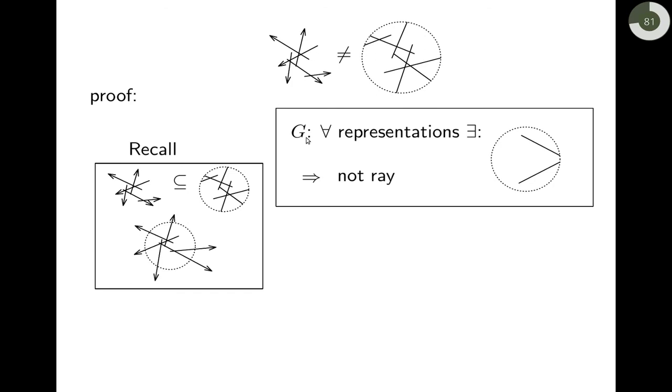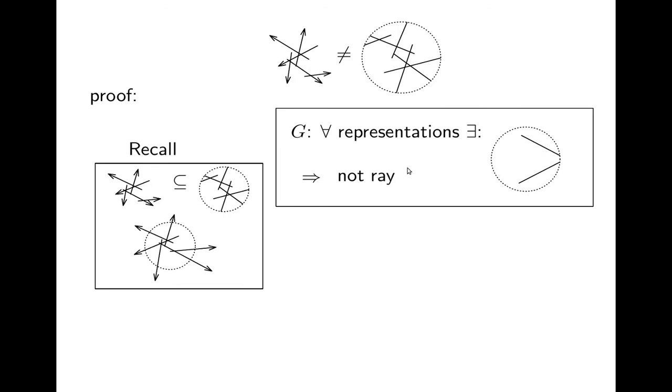So let's look at a graph G which doesn't have a ray representation. This could be, for instance, the case if for any representation I find two segments which are not intersecting, but they form such an angle that if I extend them to rays in this direction, I will create new intersections. If any representation has this property, then this cannot be a ray graph, because I just showed you ray graphs always have one representation where this doesn't happen.